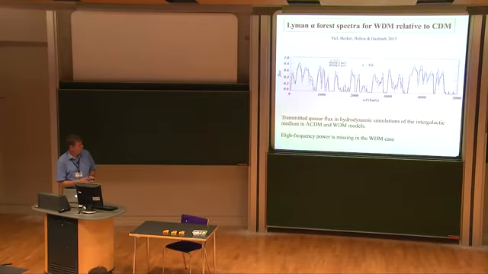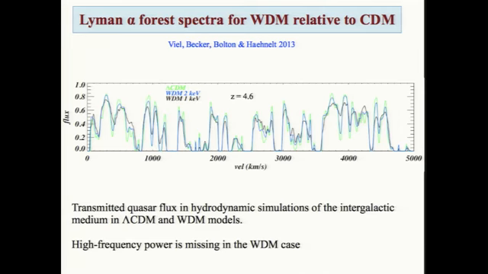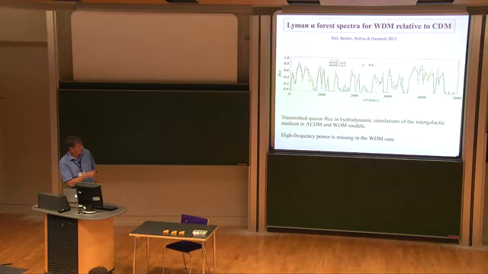So what effect this has on the spectrum is, with the cold dark matter, you get the green curve. With warm dark matter, with a 1 keV particle, you get the black curve, and you can see there's less high-frequency structure. If there were no intergalactic medium, this would be 1, and this is absorption. So at these points, the absorption is complete.